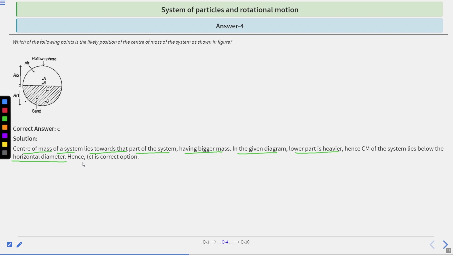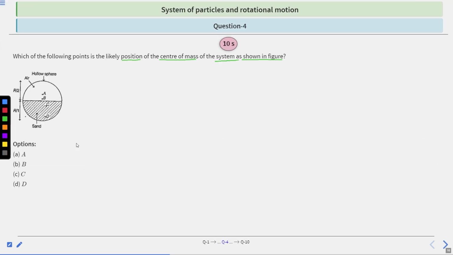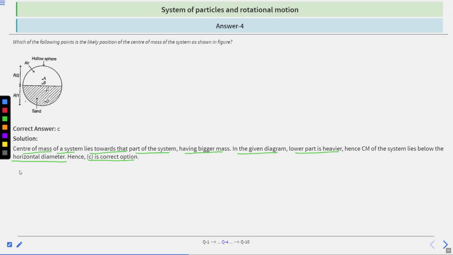So the correct answer is C. C is the correct option. Next question. Question 5.